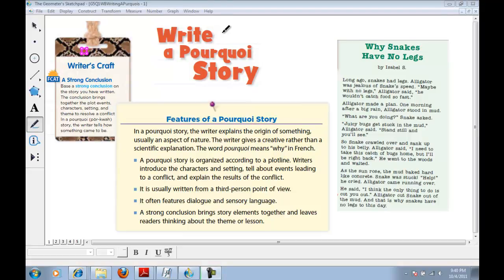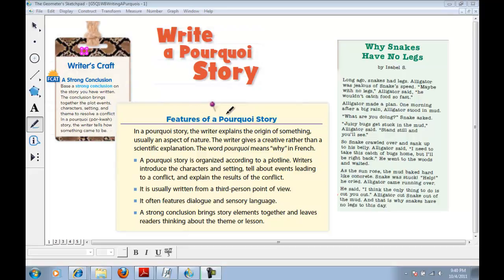This week, you're going to write a pourquoi story. Now, we're going to talk a little bit more about what a pourquoi story is. But one very important part of a pourquoi story is a strong conclusion. Base a strong conclusion on the story you have written. The conclusion brings together the plot events, characters, setting, and theme to resolve a conflict. In a pourquoi story, the writer tells how something came to be.